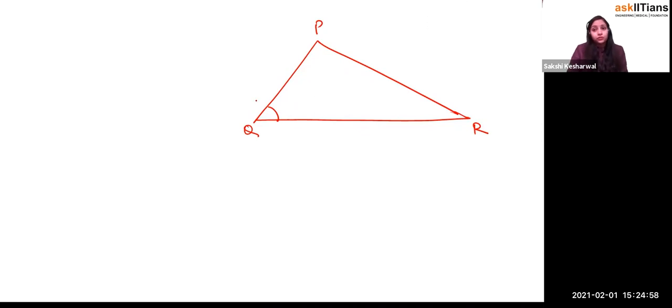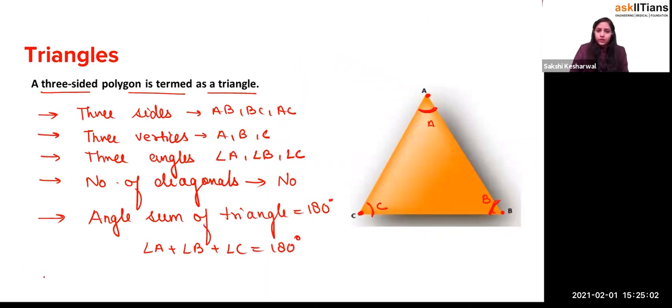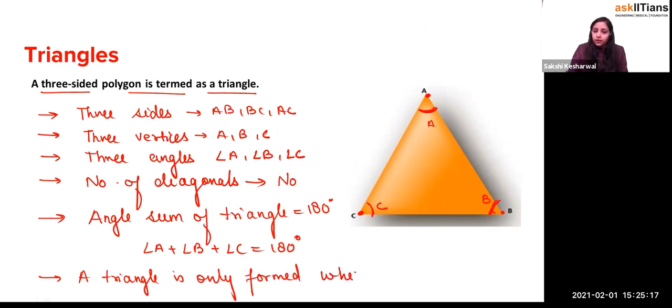A triangle is only formed when the angle sum is what, beta? 180 degree, right? A triangle is only formed when the angle sum is 180 degree. You cannot form a triangle with less than 180. You can try with your protractor and compass later on, right? You can do the practical at your home also.